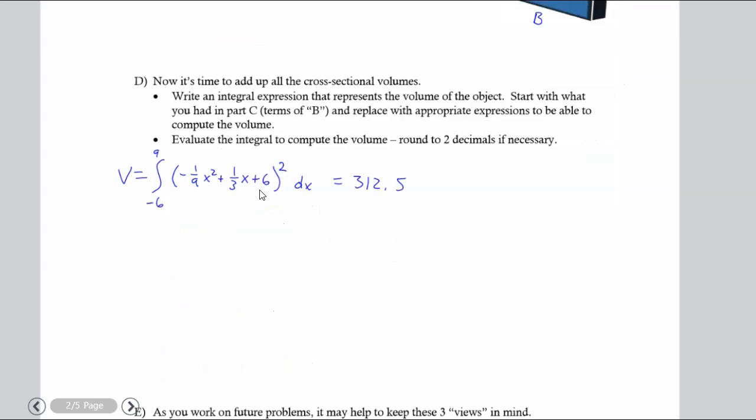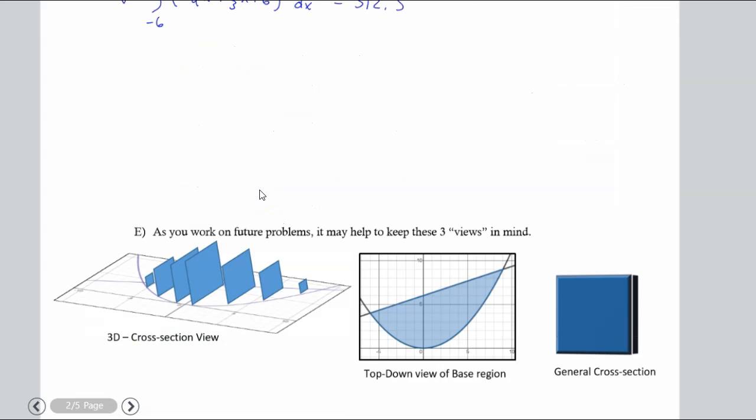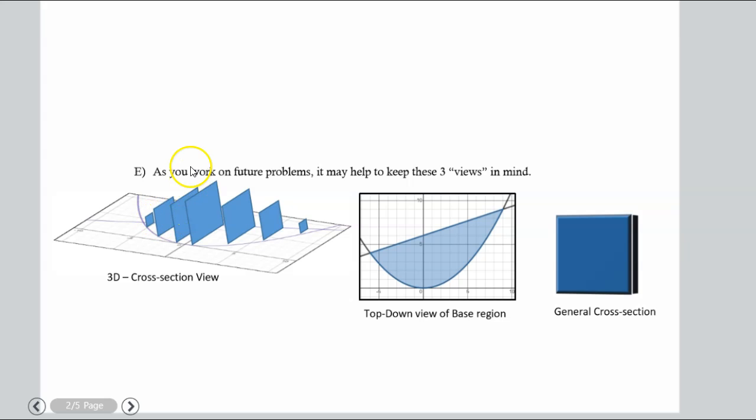What I want to end with on this one is this last thing. As you work on some of the problems, it helps to keep three views in mind, what I call the three views. First is this 3D cross-sectional view. If I have the lines and then the squares coming out of the page, you can visualize in 3D what those squares are doing. They're bigger in the middle, getting smaller as you go down toward this small intersection at the end.